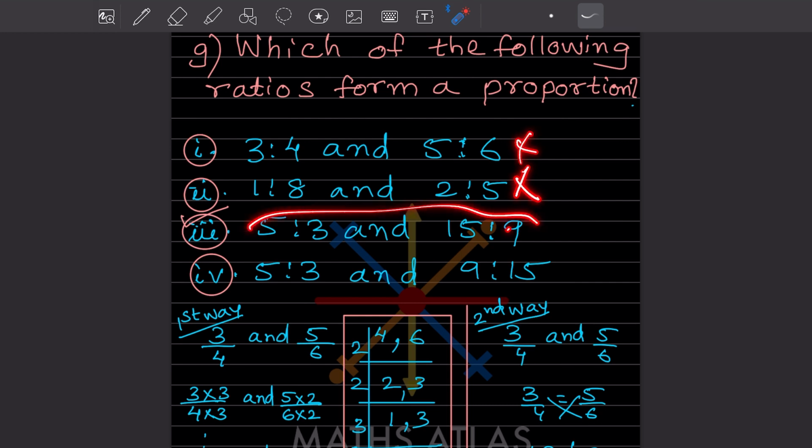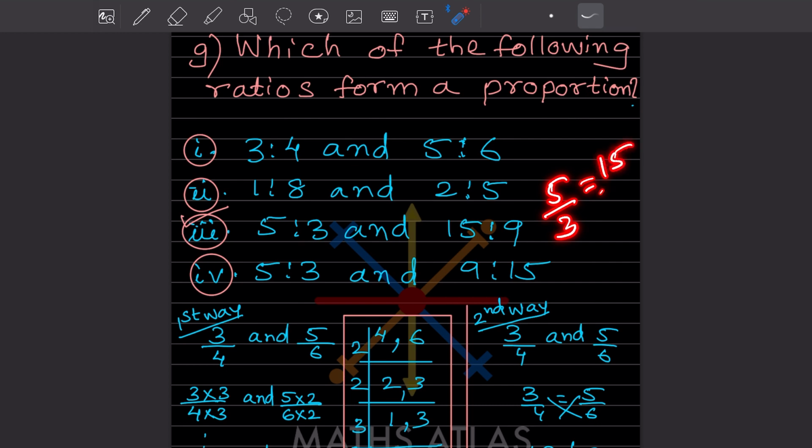Now let us look at this one. 5 by 3 is equal to 15 by 9. So what we can do? See here, this and this one. 9 5s are 45. And this is going to be what? 3 15s is 45. So 45 is equal to 45. So this is in proportion. So this is the correct option.